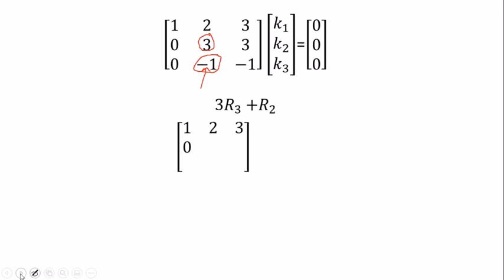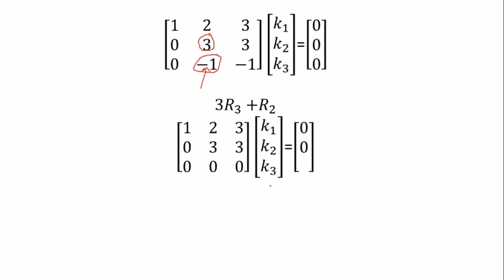So apply. First row is same, second row is same. In the third we'll write 0, 0, 0. And here we'll get K1, K2, K3 are the unknowns, and right hand side is again 0, 0, 0. Now here if you observe, this last row completely becomes 0. This clearly indicates that the given vectors are linearly dependent.